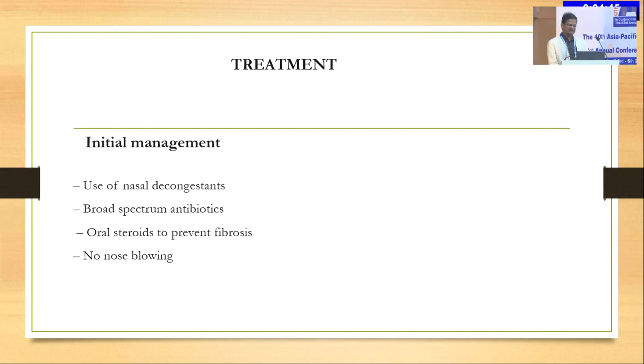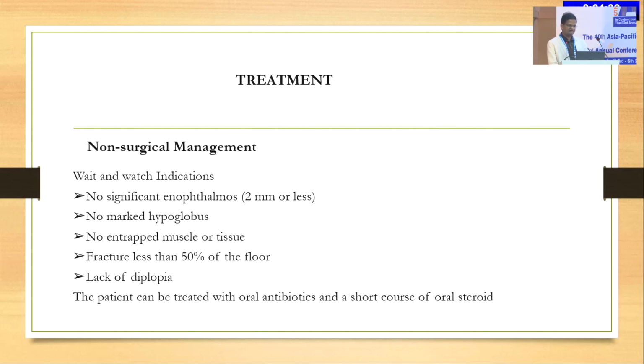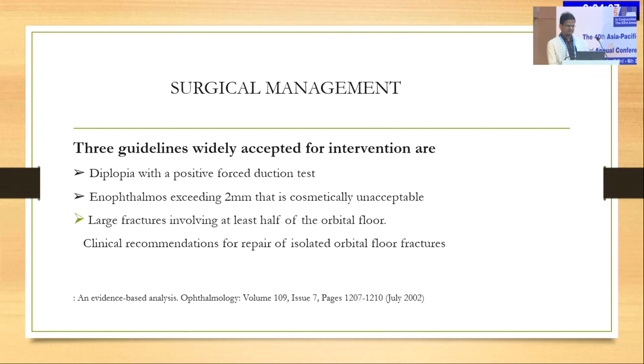Initial treatment of that fracture is use of nasal decongestant, broad spectrum antibiotics, and oral steroid to prevent fibrosis. Whereas in surgical management, we can wait and watch if there is no significant enophthalmos, no marked hypoglobus, no entrapped muscle or tissue, and the fracture where the orbital content is not very much prolapsed. In such cases there is a lack of diplopia, so we can wait and watch. We cannot go immediately for surgical management. We can observe the patient. If any signs develop, then we can go for management, with local antibiotics and a short course of oral steroid to counter the inflammation and infection.